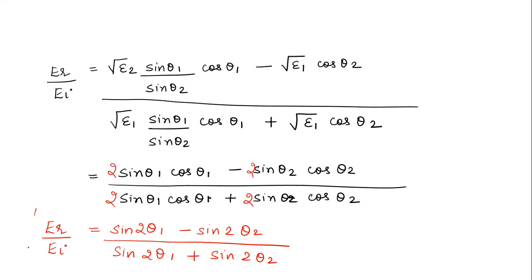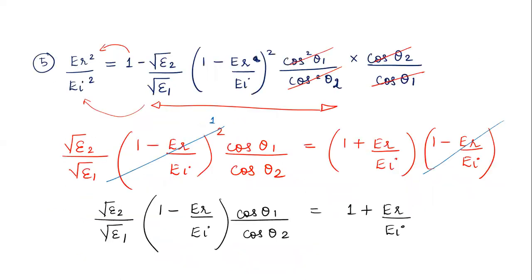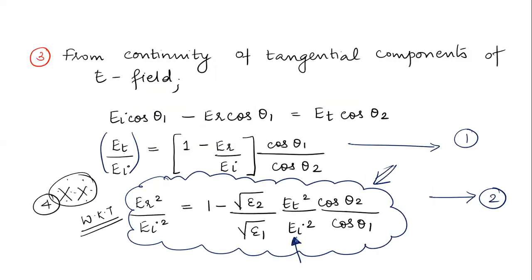Okay, so this is one way of writing it. And that was another way of writing it. That is ER upon EI. This is after Snell's law. Now, our ultimate goal is to find ET upon EI. What is our ultimate goal? ET upon EI. I'm going back to the first expression. We have to find ET upon EI.